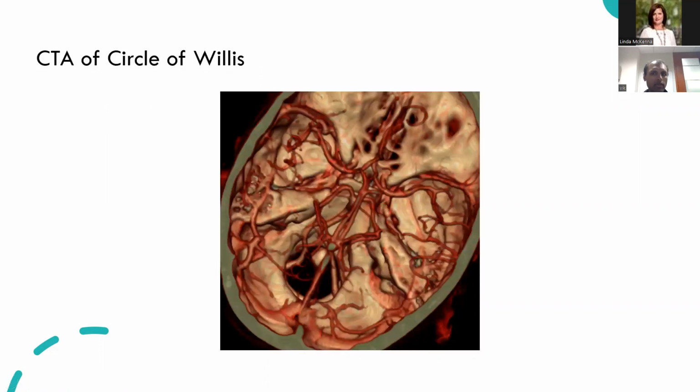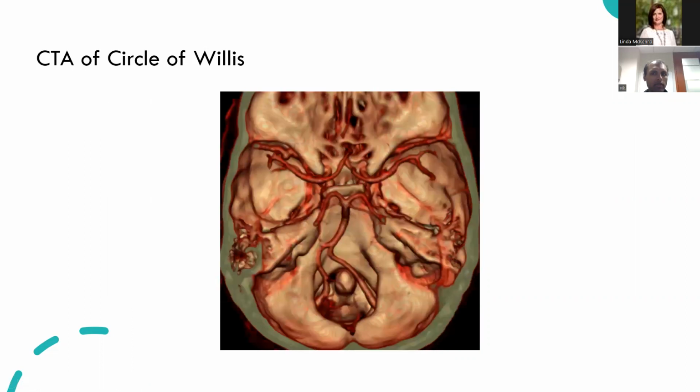And here's a CTA of the circle of Willis as well, and over the next few pictures you're going to see it zoomed in more and more. So this is more of a macro view, and then as we zoom in, you can see the same thing. Here are the paired vertebral arteries coming up from the neck, forming the basilar trunk, and at the basilar apex, right near the pontomedullary junction, you give off these 2 posterior cerebral arteries.